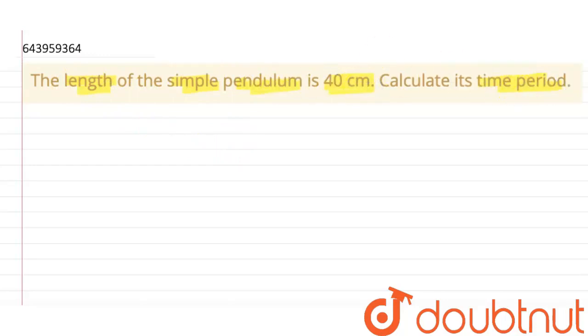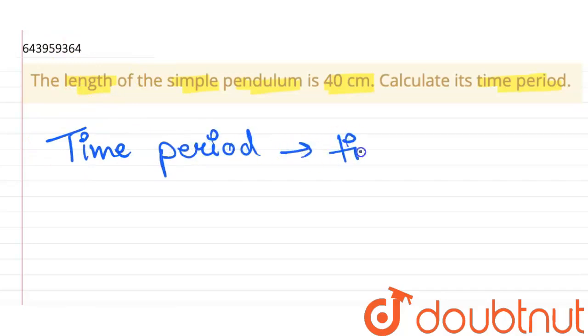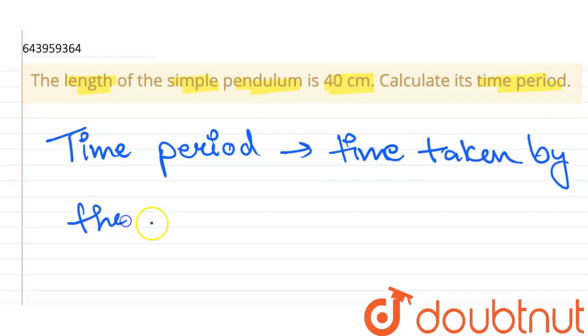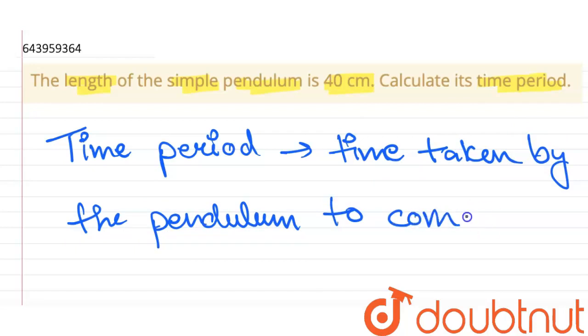Hello everyone, so the question is, length of simple pendulum is 40 centimeters. Calculate its time period. So what is time period? Time period of a pendulum is time taken by the pendulum to complete one oscillation.